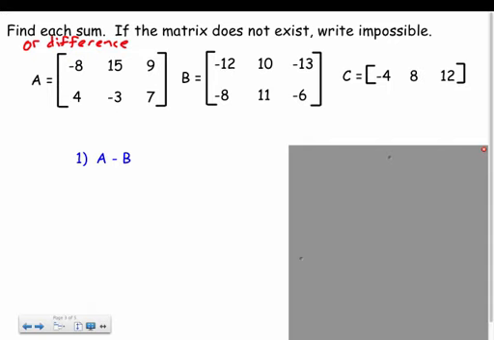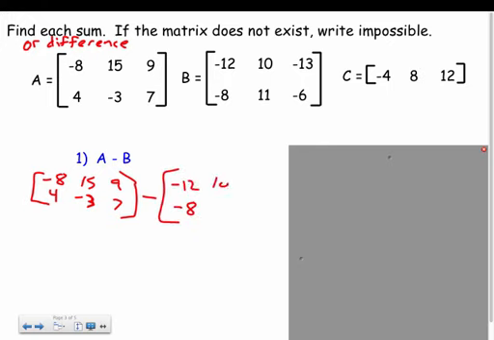So I'm just going to rewrite A. I've got -8, 4, 15, -3, and 9, 7. And I'm subtracting B, which is -12, -8, 10, 11, and -13, -6. Well, to subtract these, what kind of matrix do you think I'm going to end up with in the end? What dimensions? These are both 2 by 3s, aren't they? So that's exactly what I'm going to end up with. I'm going to end up with a 2 by 3 in the end.